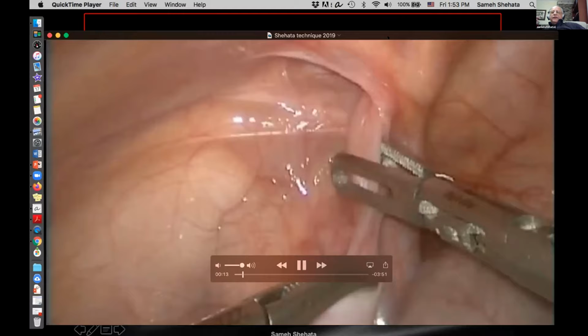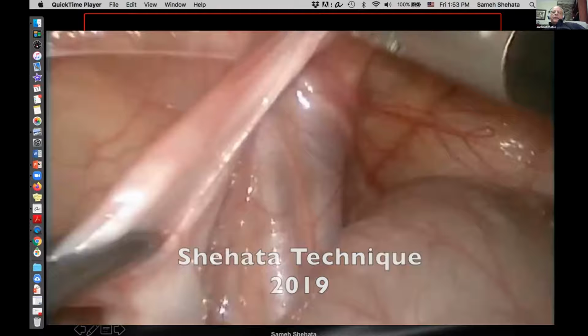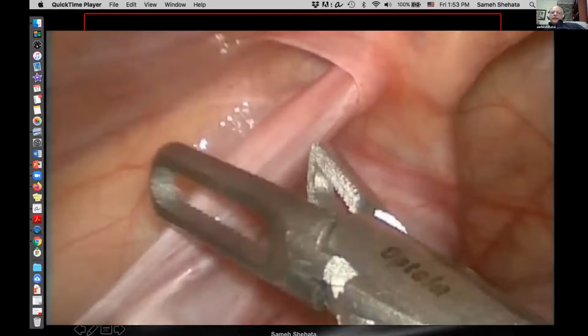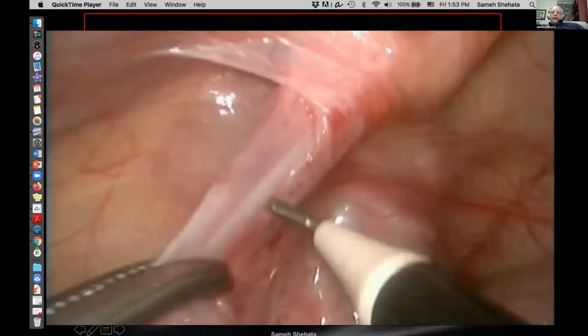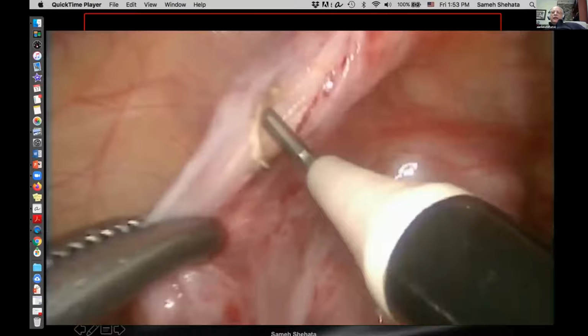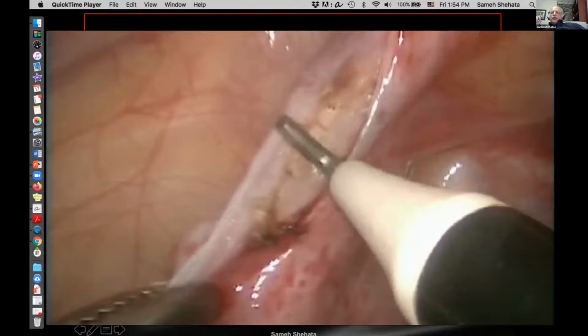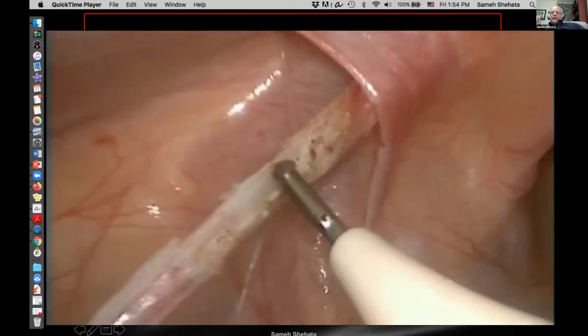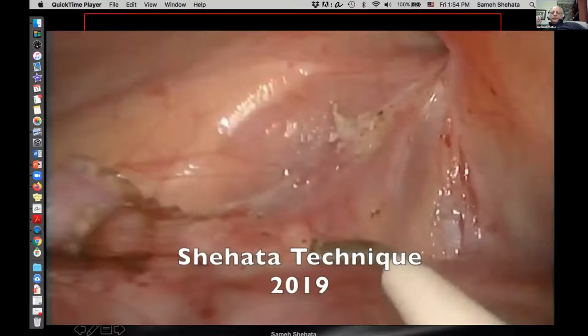Here, a left-sided intra-abdominal testis, exactly at the deep ring. Here you can see that we are careful about the vas, because the vas deferens is very near or looping down the deep ring in these cases. So we're pulling up and then dividing the gubernaculum under vision, bit by bit. This is a cutting current, not coagulation current, because coagulation will lead to transmission. One millimeter by one millimeter, you can see that we are dividing the gubernaculum carefully.